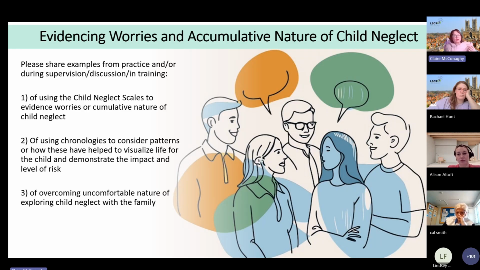So we want to think about when we've used the child neglect scales to evidence worries, specifically around the cumulative nature of child neglect, and how we've used chronologies, if you've got any anonymised examples that you could share with us today. So I'll give you a few moments to formulate that. That might take a few moments.